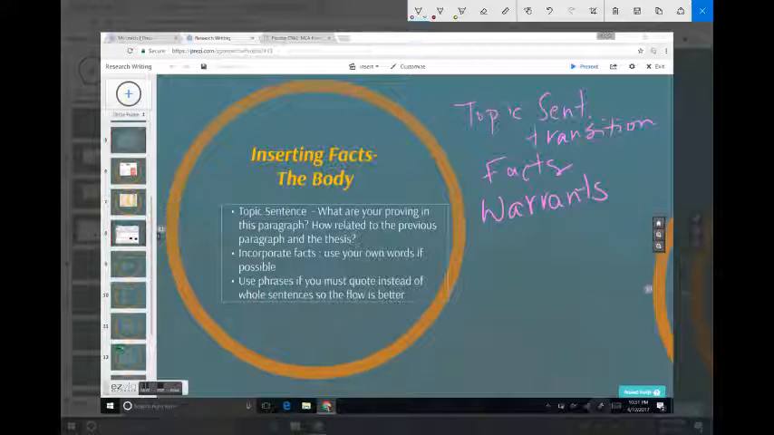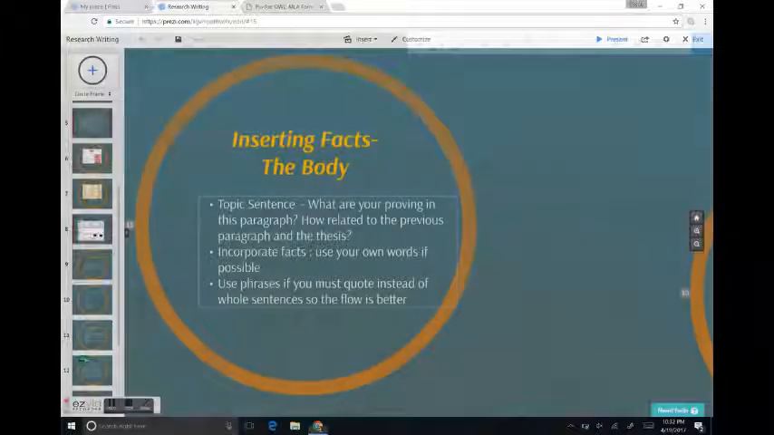Either way, remember that you still must cite facts that you borrow. And that is, it's not about borrowing people's words, but it is about borrowing their ideas. So even if you put the information in your own words, you still have to cite it. All right, so keep that in mind. Okay, so that's what needs to happen in each body paragraph. So let's talk about that in a little more detail.